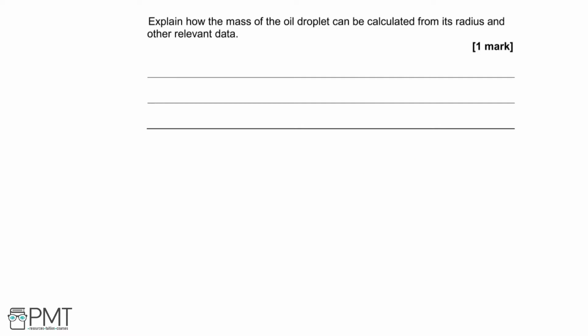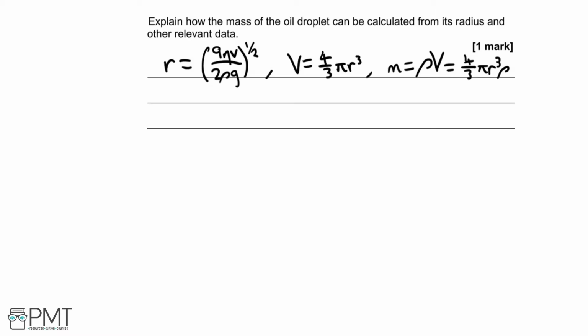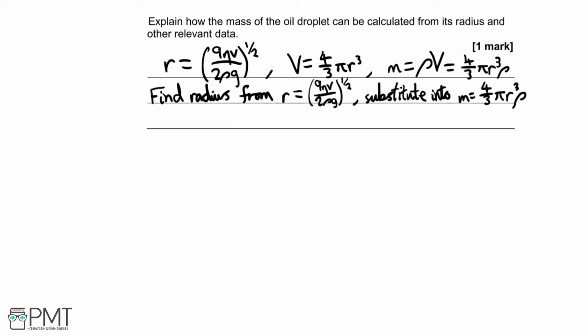Explain how the mass of the oil droplets can be calculated from its radius and other relevant data. Well, first of all, we need to use the previous equation to find the radius. What we can then do is use the equation for the mass that we looked at earlier by combining the density equation with the volume equation. So what we can say there is that the mass is equal to 4/3 pi r cubed rho. So we first of all find the radius from that first equation and then substitute it into the second equation. And that will give our value of m. Now because this is only a 1-mark question, you really only need that second line.